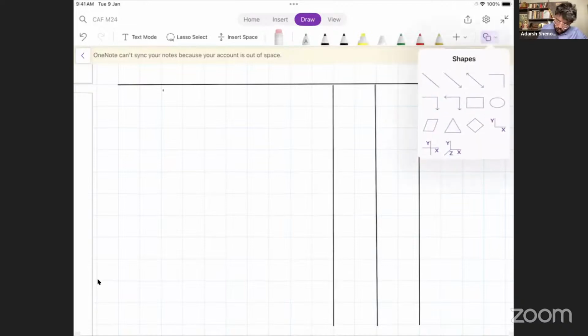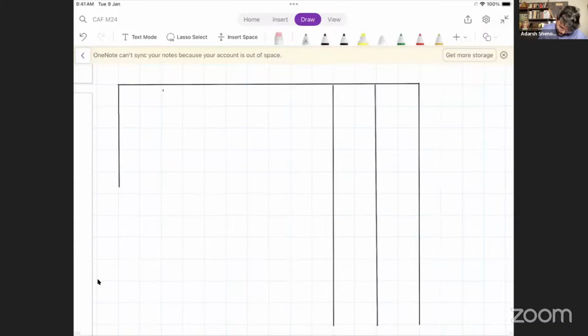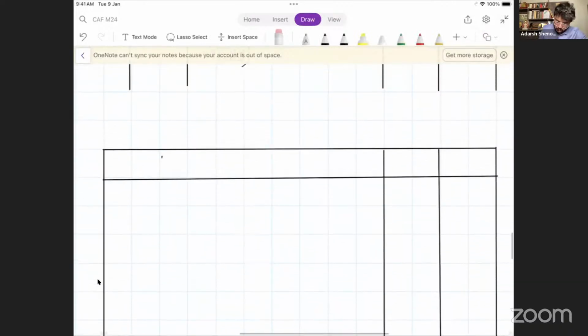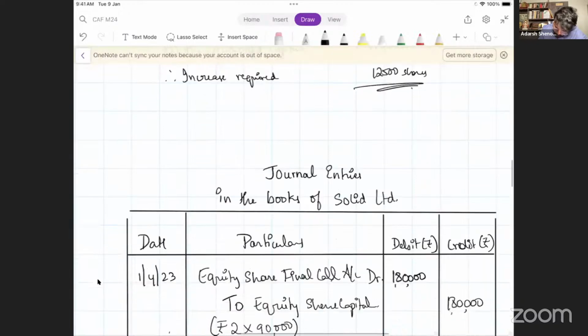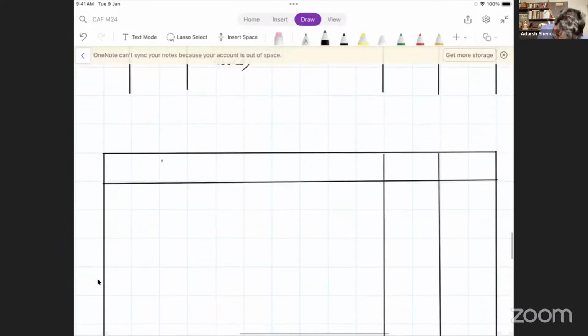As I'm growing old, I tend to forget things. So it's your duty as young citizens of the country to remind your sir wherever required. What is the name of the company? See, I forgot the name of the company. Solid Limited.